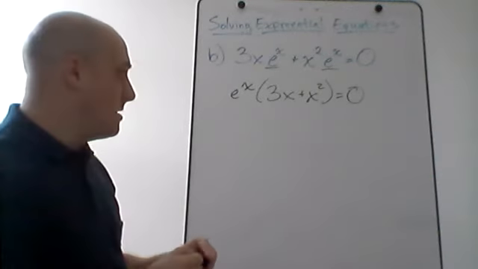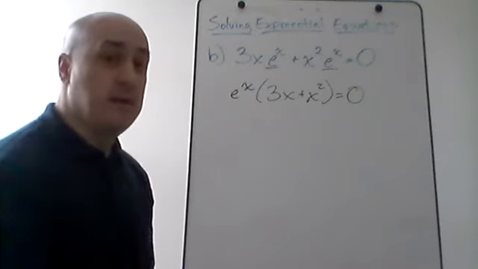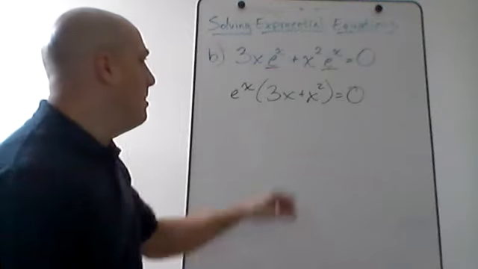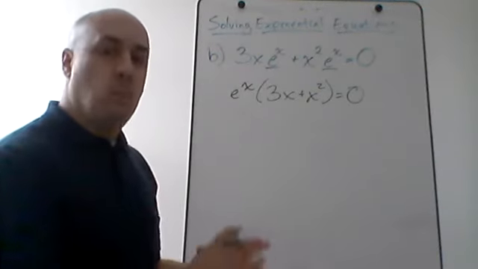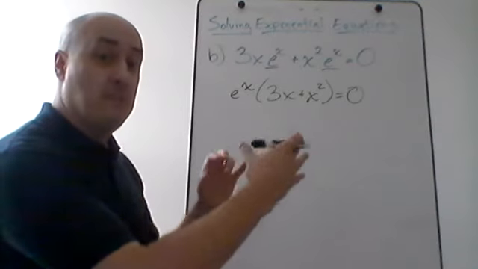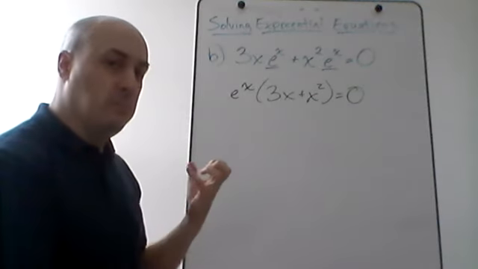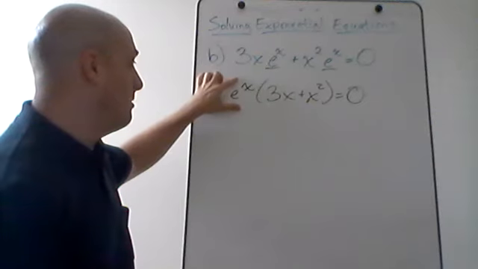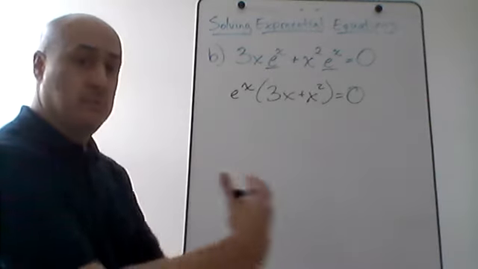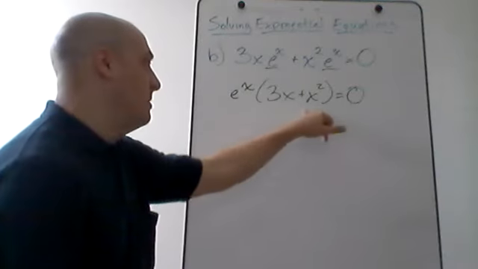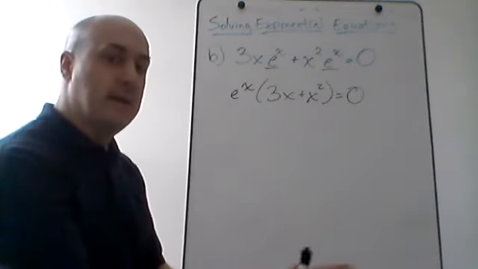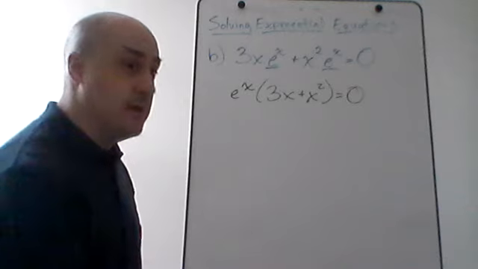And I get e to the x times 3x plus x squared equals 0. Now you might be thinking, well, they also have a common factor of x, so why don't I factor that out as well? We want to separate the exponential stuff from the polynomial stuff. So I just want to pull out that e to the x, so I have an exponential thing here, and then my other factor is all the other polynomial stuff put together. And then we'll separate these, and then we'll deal with the x that's in there in common in the next step. Right? But right now I just want to separate everything.